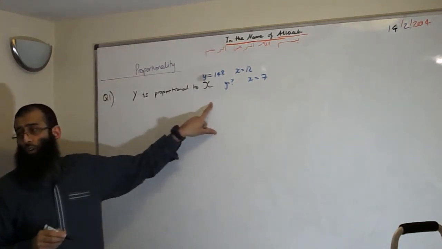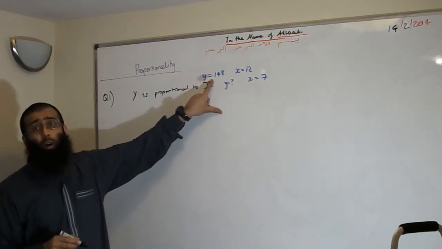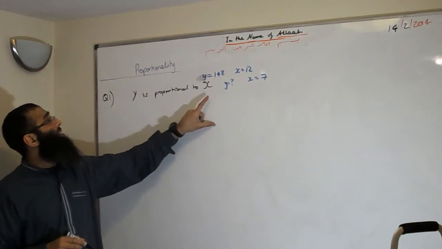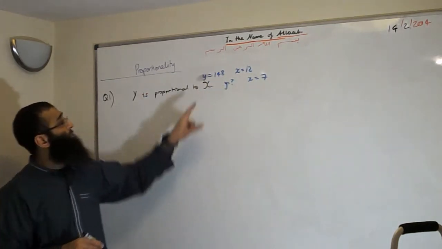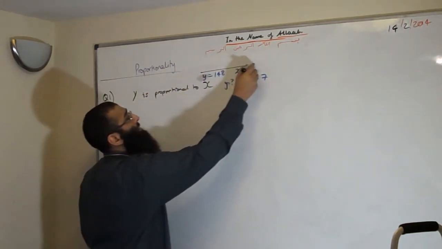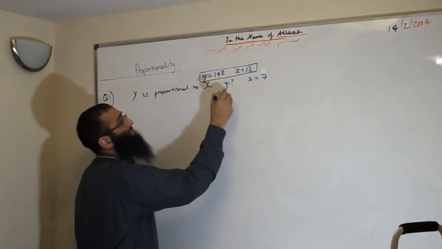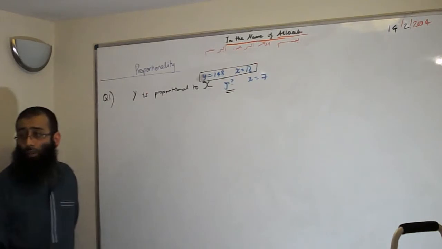Y is proportional to x. Given that y is equal to 148 when x is 12, work out the value of y when x is 7. So that's the starting piece of information they're giving us here. So this is the statement, information, and this is the question. So let's have a look.